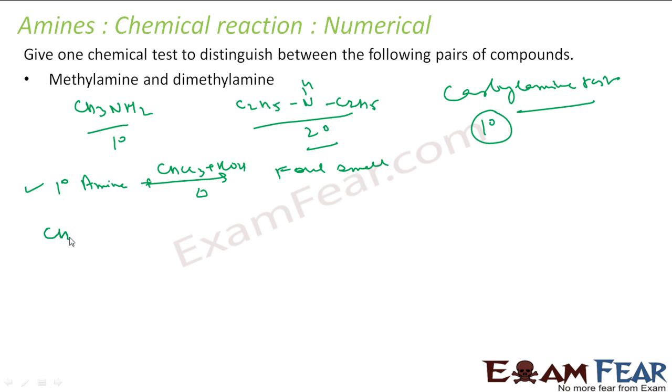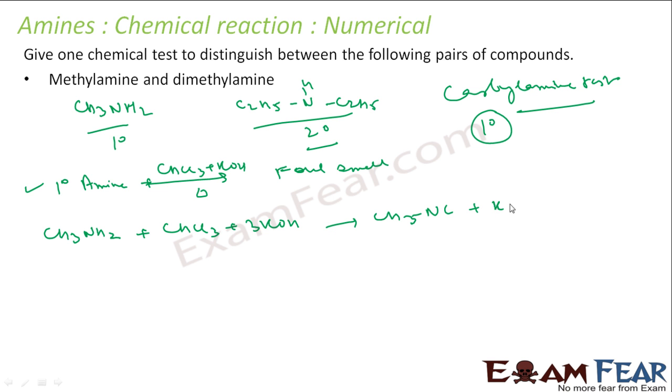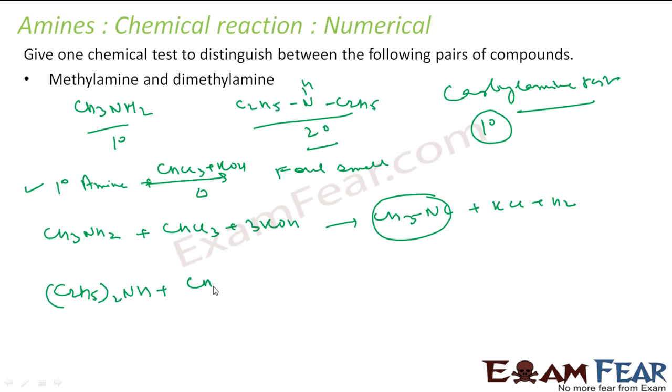So if I take the first one, that is CH3NH2, since it is a 1 degree amine, it reacts with CHCl3 and 3 KOH, and it will give you CH3NC, that is methyl isocyanide, plus KCl and water. And this is a foul smelling compound. If you take this compound, (C2H5)2NH, that is a 2 degree amine, you react with CHCl3 and KOH, you don't get any smell.